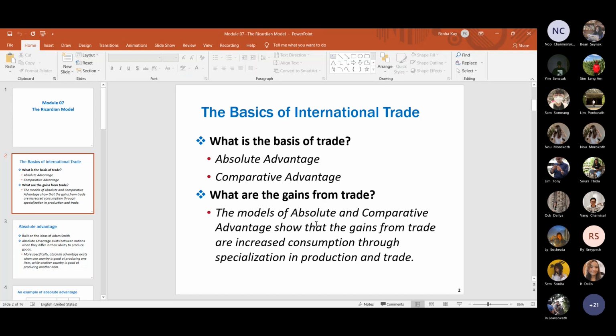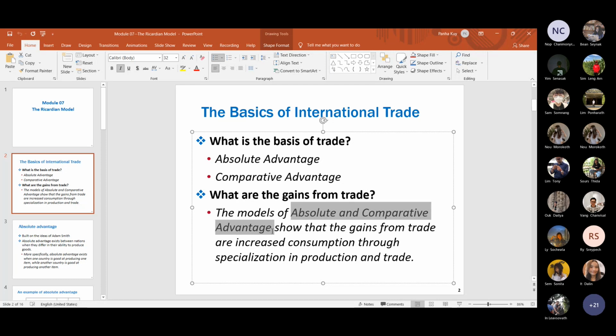In the model of absolute and comparative advantage, the gains from trade are increased consumption through specialization in production and trade. Meaning that we have absolute advantage and comparative advantage, and then it can show you the gains from trade by increasing consumption. And how can we increase the consumption? Through the channel of specialization in production, and then you trade together, and you will get an increase in consumption. Okay.